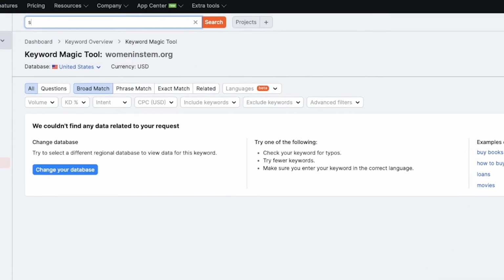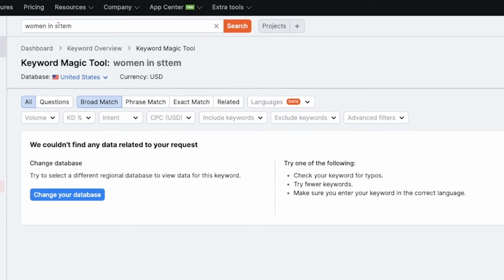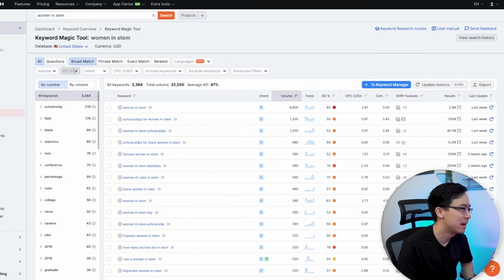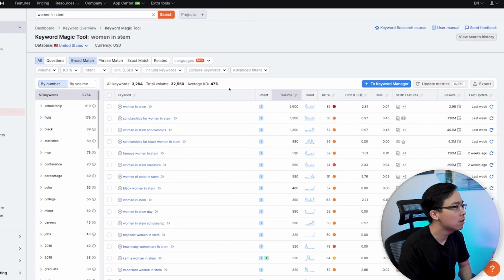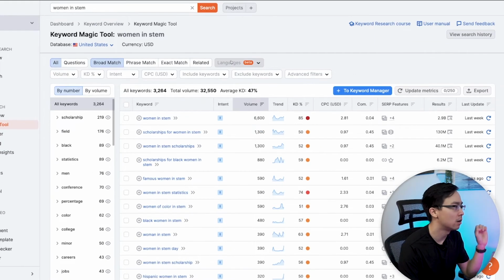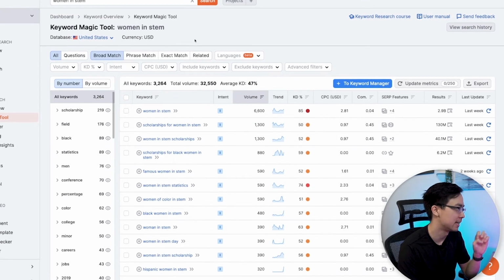So in this case, I might search for women in STEM, and I need to spell properly, but essentially what'll happen is when I type that in, you can see how the keyword magic tool is going to give me insights in terms of the sorts of keywords that are connected to this particular phrase that I've searched for.